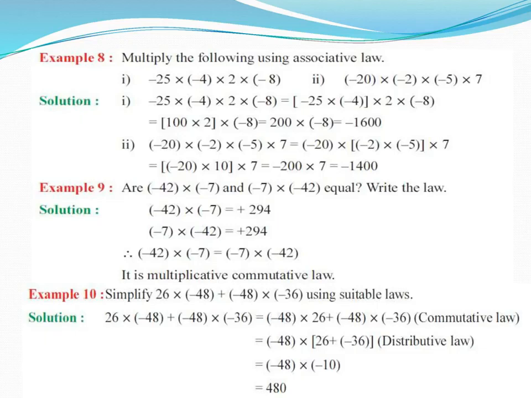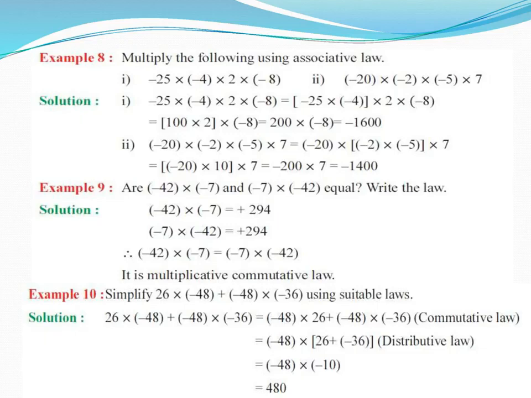Then we will calculate the product in the box. What is that box containing? Minus 2 into minus 5. Then what is the result? Minus into minus is plus, 2 into 5 is 10. We will write minus 2 into minus 5 is 10. Then we will write minus 20 into 10, with the remaining integer 7. Now we will find the product: minus 20 into 10 is minus 200, into 7 is minus 1400.